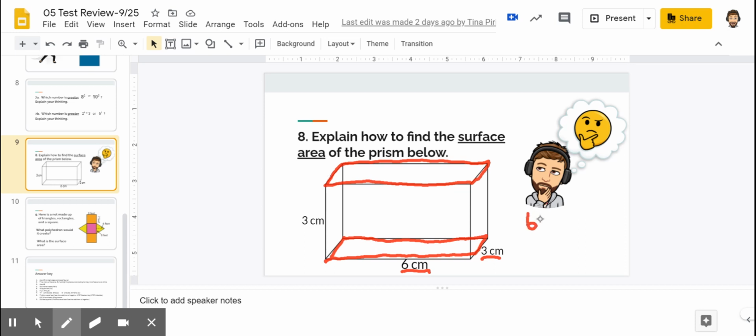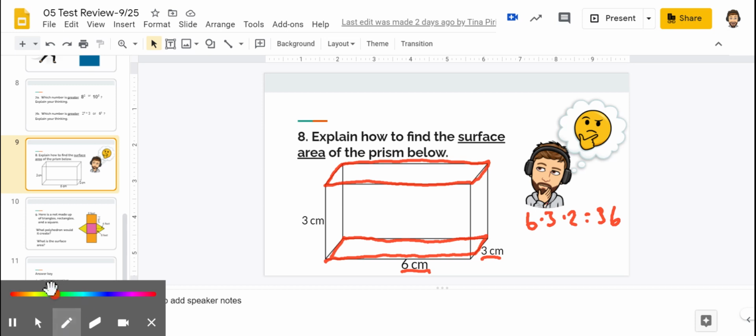So we have 6 times 3 is 18, and then we would double that to take into account the area of the identical top and bottom. So we have 36 square centimeters total for the top and the bottom. I'll choose a different color for different faces.